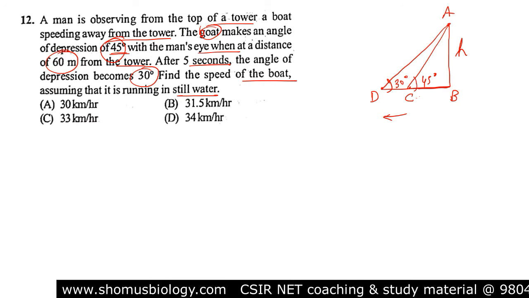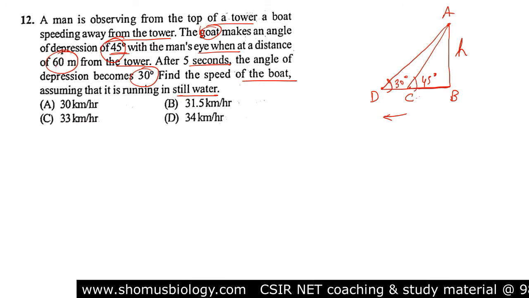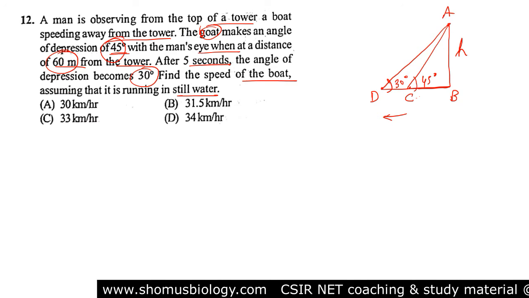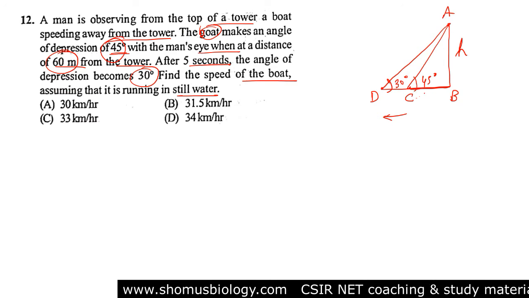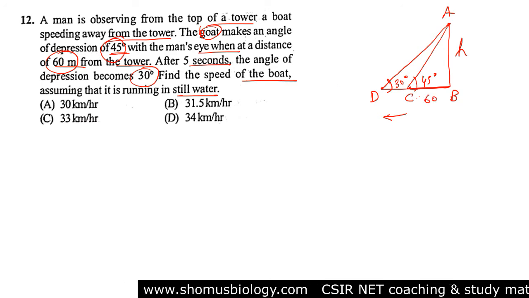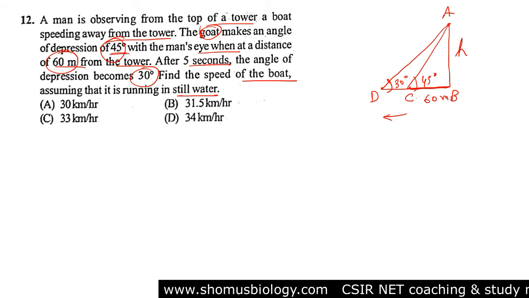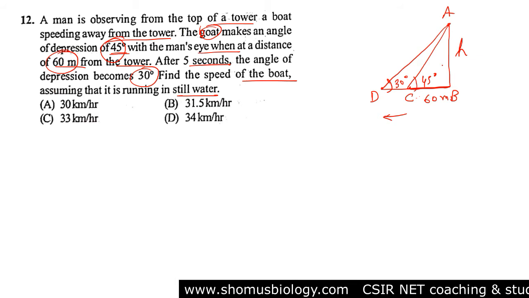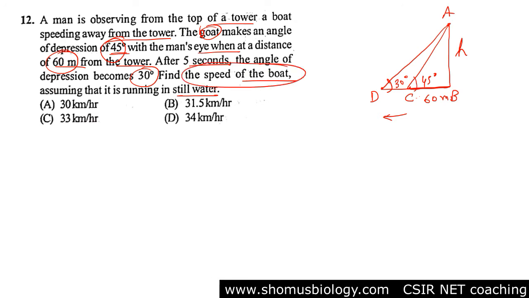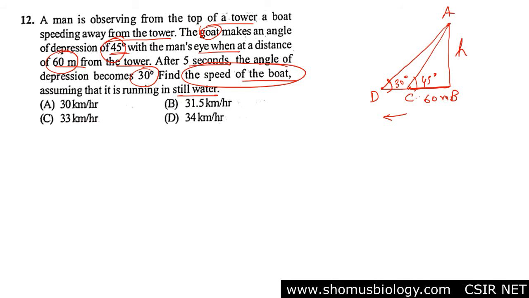With the man's eye at a distance of 60 meters from the tower, after 5 seconds the angle of depression changes. So this is 60 meters, the value is given. The height we don't know, let's say h. What we need to find is the speed of the boat. This is the point where the angle of depression was 45 degrees.